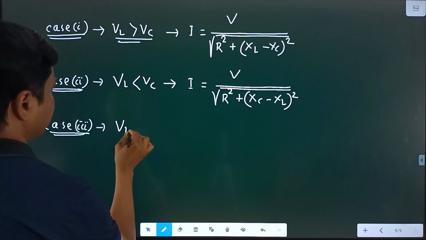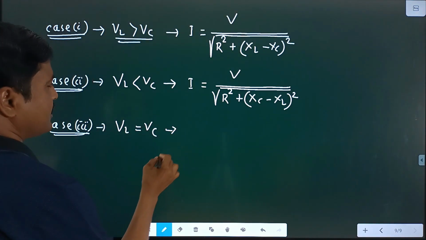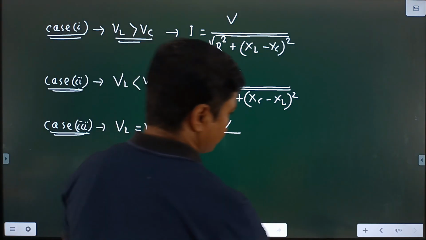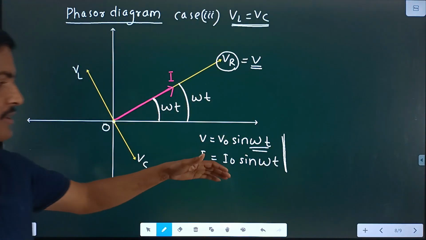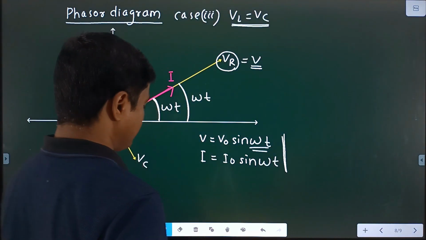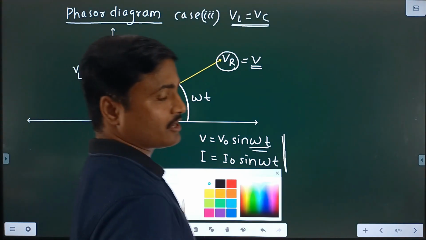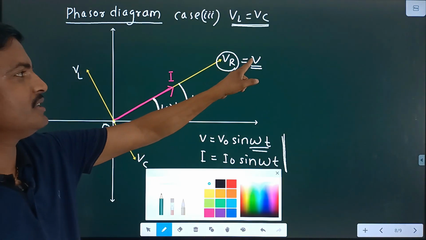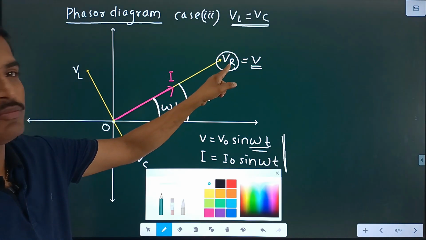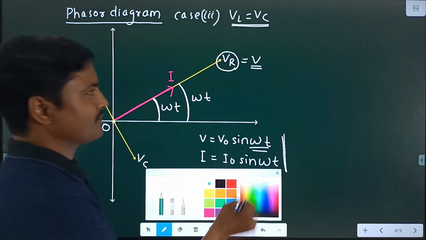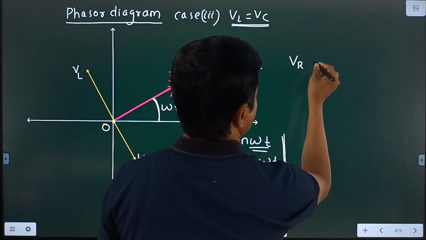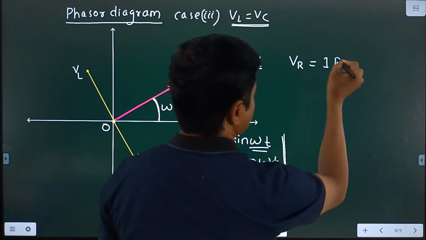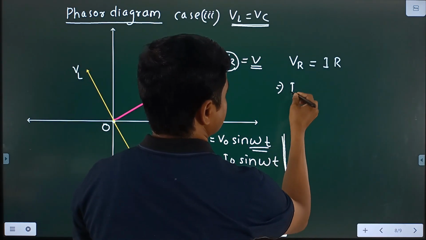Similarly for the third case, we write that is VL is equal to VC. Here, if we apply the parallelogram law of vector addition, only V remains, and V is equal to VR. Here V is the same as VR. Then what is VR? You know the expression for VR, that is I multiplied by R.